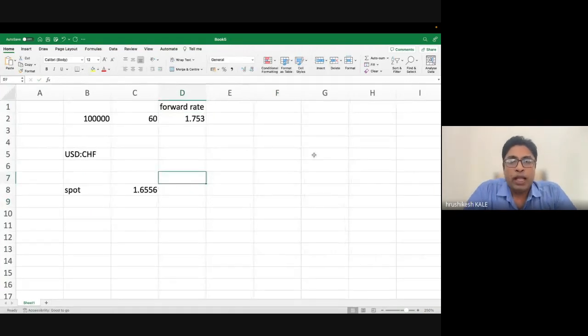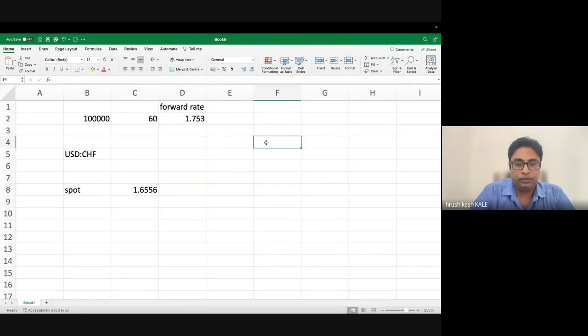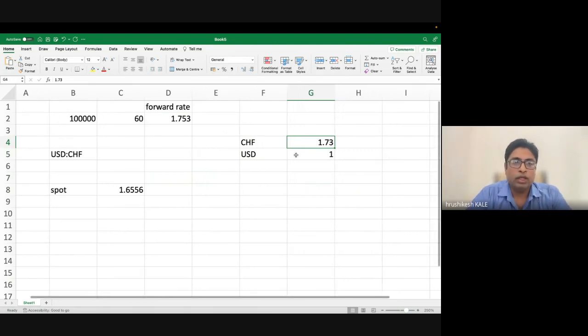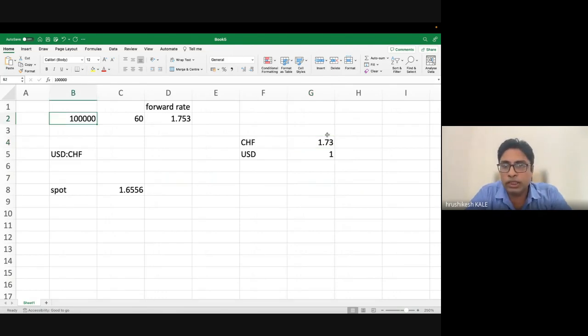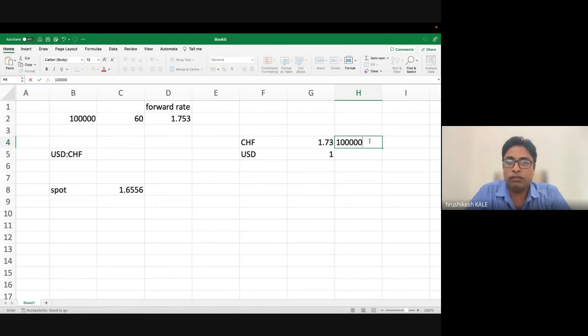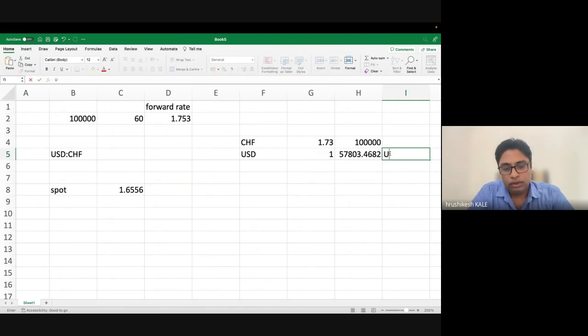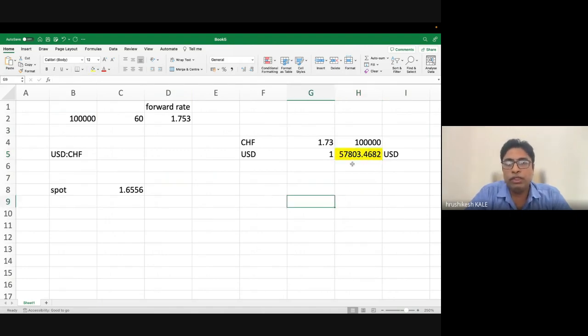Now, let us understand this first. Forward rate CHF upon USD is given as 1.73. What does that mean? For 1 USD, you will be getting 1.73 CHF. Now, you want 100,000 CHF. So, for 100,000 CHF, how many USD will you need? It's 100,000 multiplied by 1 divided by 1.73. Simple cross multiplication. By fixing your forward rate, you will be paying 57,803 USD.